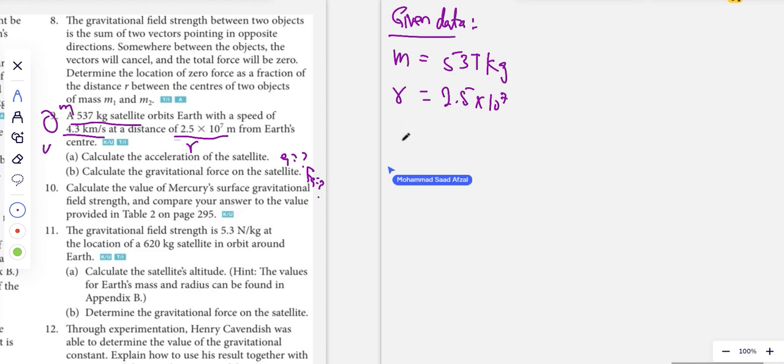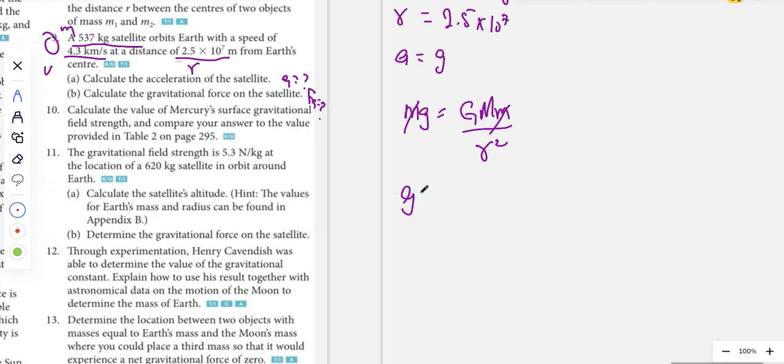And what is the gravity? Because acceleration equals gravity for an orbiting satellite, up to this point we already know that mg is equal to GMm over r square. When it equals, we can cancel this m. So for the value of gravity, we can simply put the values of G, M and r square, and we will get the acceleration which was demanded in part A of this question.